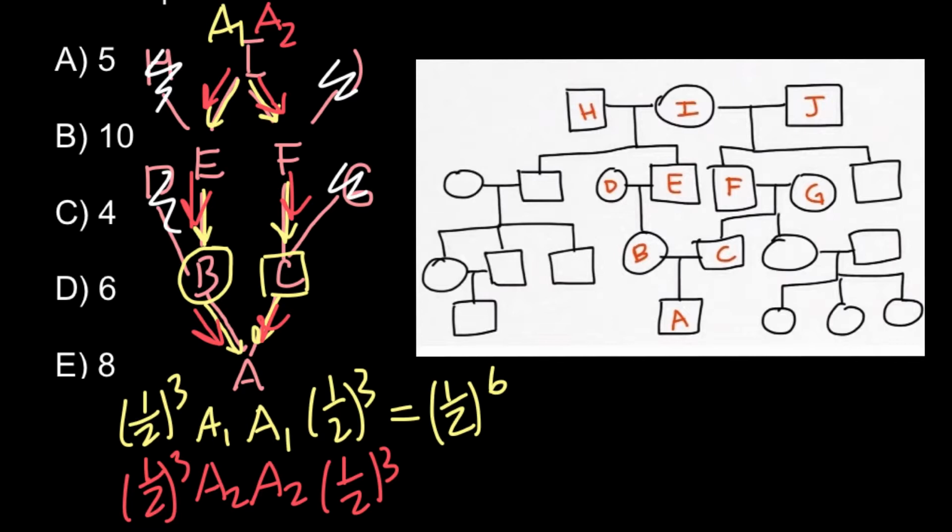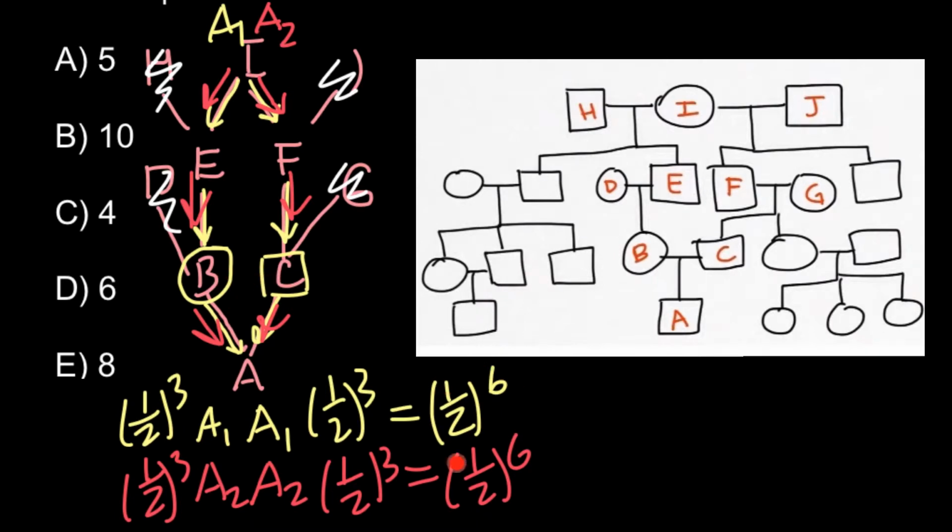So we are going to get 1/2 in the power of 6. And now we have to add these two probabilities because we are looking for the probability for this individual to be homozygous for the same allele inherited from the common ancestor of his parents.